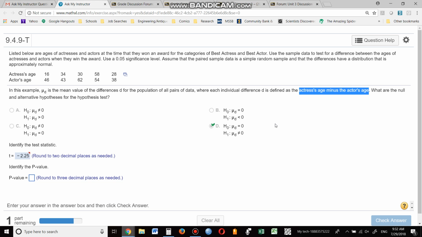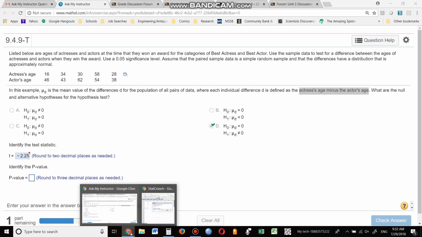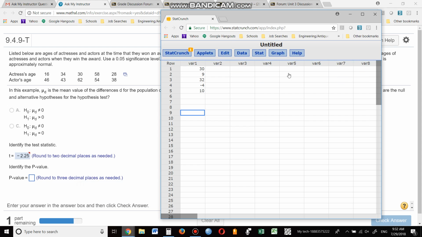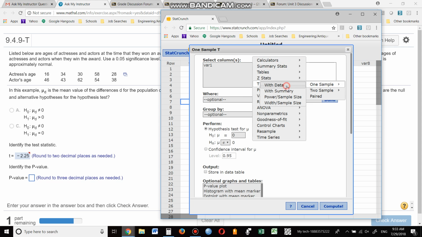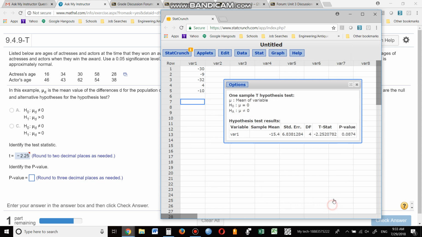So they go to even greater detail here to define the difference as the actress's age minus the actor's age. So if I go back and do that, in essence, what I'm going to be doing is just making this negative, make this negative, make this negative. This will now be positive, and this will be negative. And if I recalculate, just to show you that indeed it will work, you can see now I get the same number, but the sign is different.